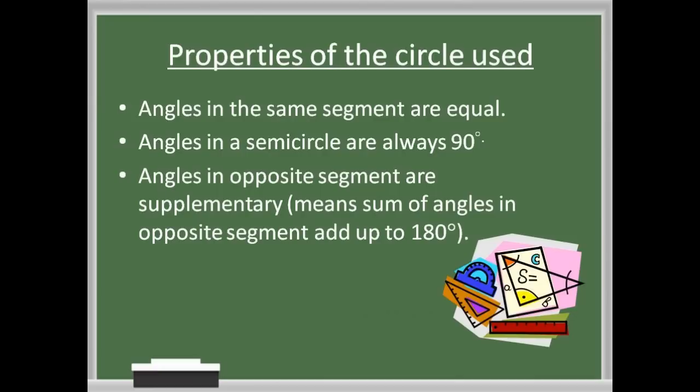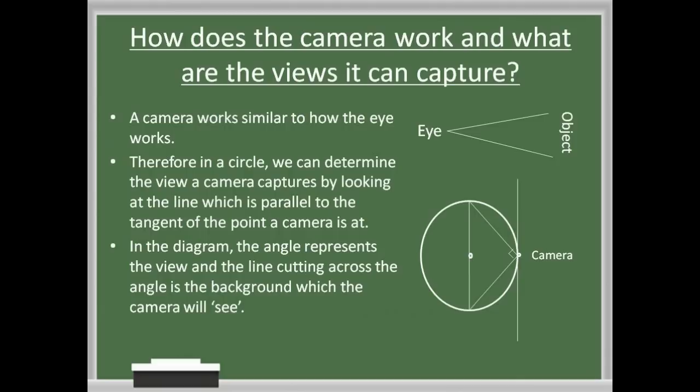Which means the sum of angles in the opposite segments add up to 180 degrees in this movie. How does the camera work and what are the views it can capture? The camera works similarly to how the human eye works.